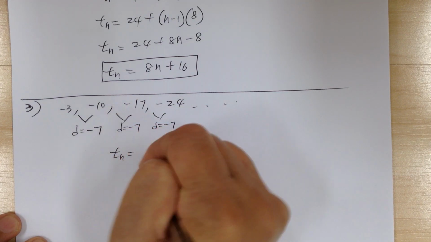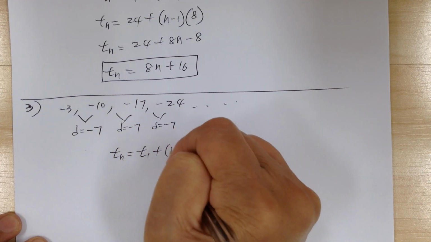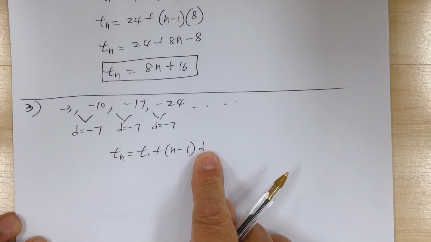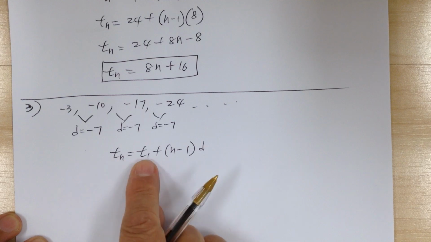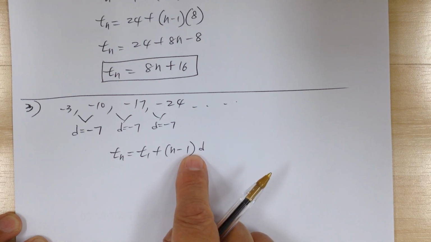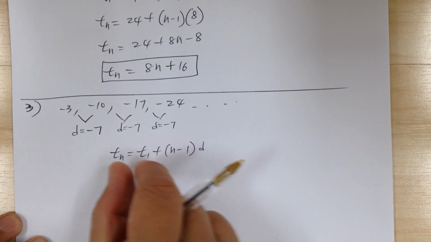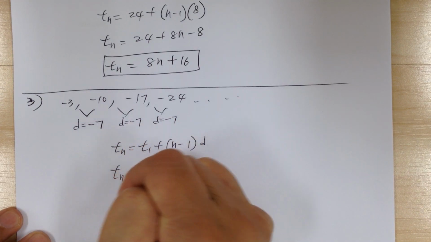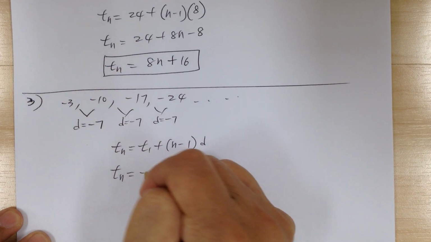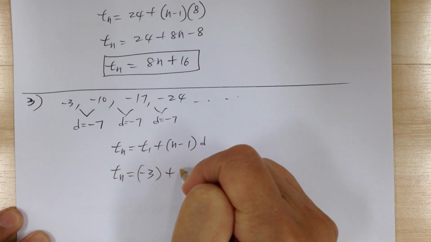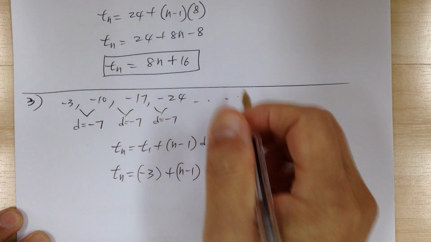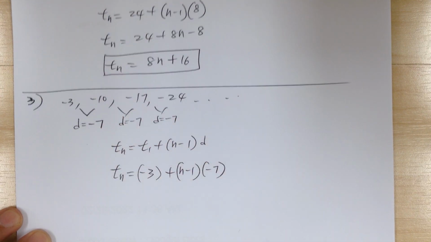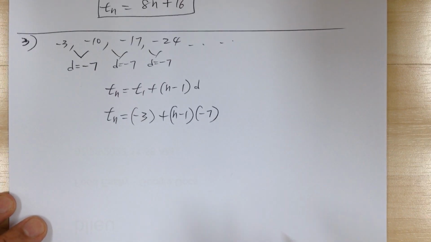T of n equals T1 plus n minus 1 times D. So again, you start with this formula. Whatever you have for n and 1, you have to have n and 1 in here. This has to match this. Then you go and substitute whatever you know. T of n equals T1, your first term, so it would be minus 3, plus n minus 1 times D. D equals negative 7. You have to kind of figure things out a little bit, so work it out.